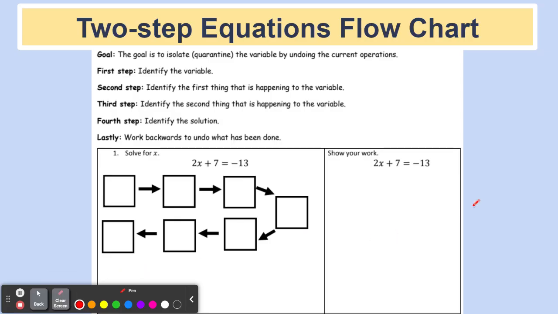All right, today we're going to work on two-step equations. Let's go ahead and start reading, and then we're going to solve the example together. The goal is to isolate or quarantine the variable by undoing the current operations.